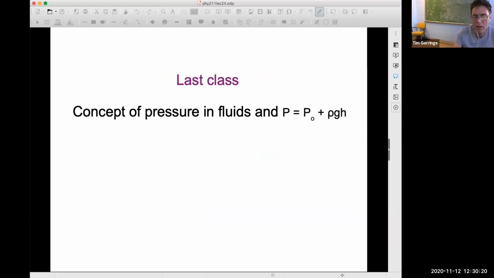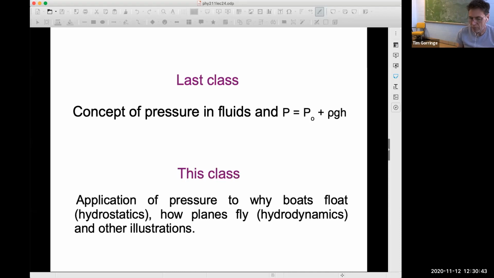So, last class, we introduced the concept of pressure in fluids. And we also introduced a formula describing the pressure in fluids. A lot of today's class is really going to be about applying the notions of pressure and equations for pressure in fluids to some interesting, important examples.